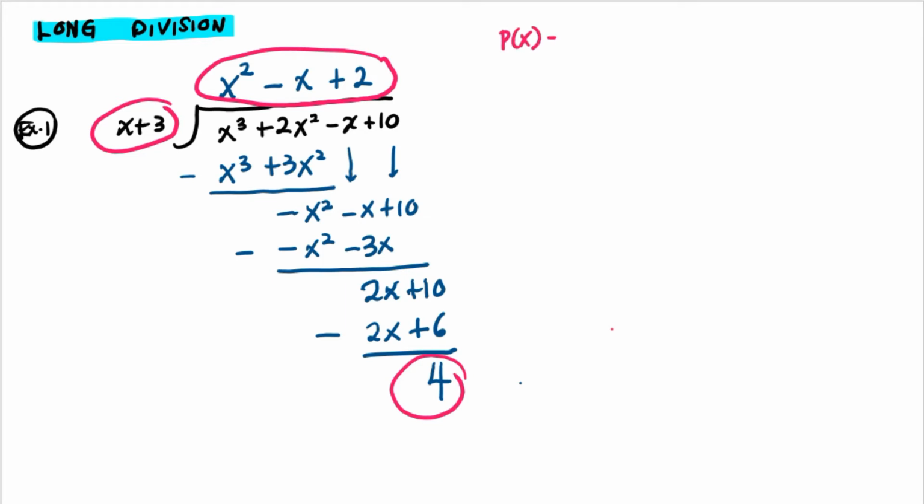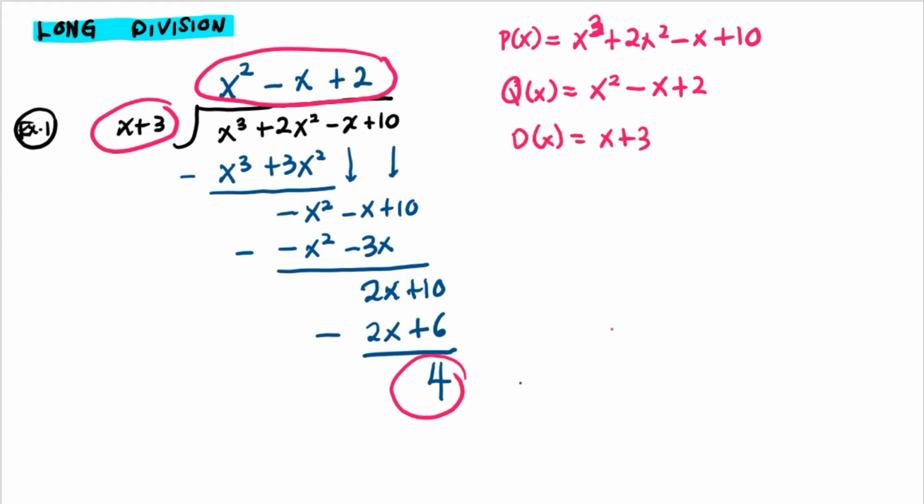Right? So we can say that, in this case, p(x) is the initial equation where we write x to the power of 3 plus 2x squared minus x plus 10. In this case, q(x) is the one at the uppermost there, so we have x squared minus x plus 2. And then you have the divisor, which is d(x), in this case x plus 3, and the remainder r(x) is actually a positive 4.